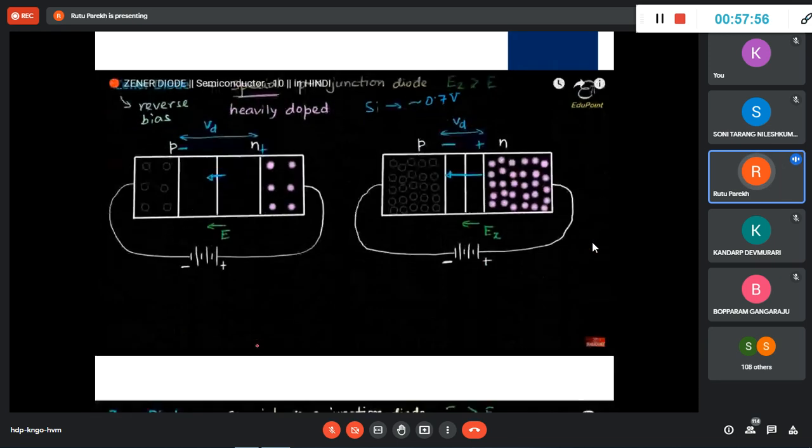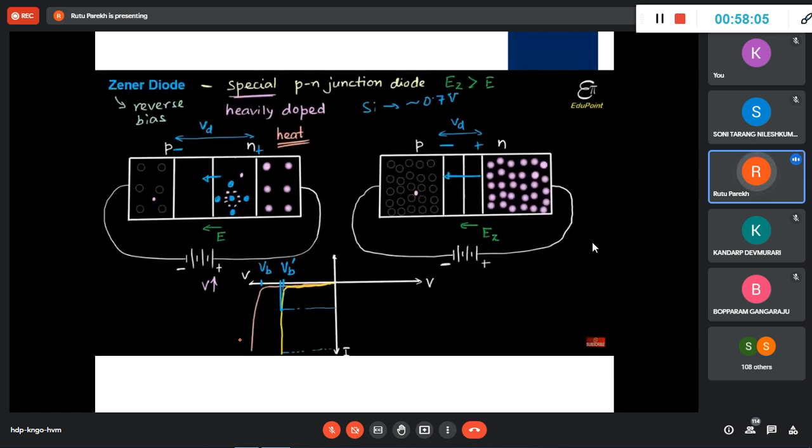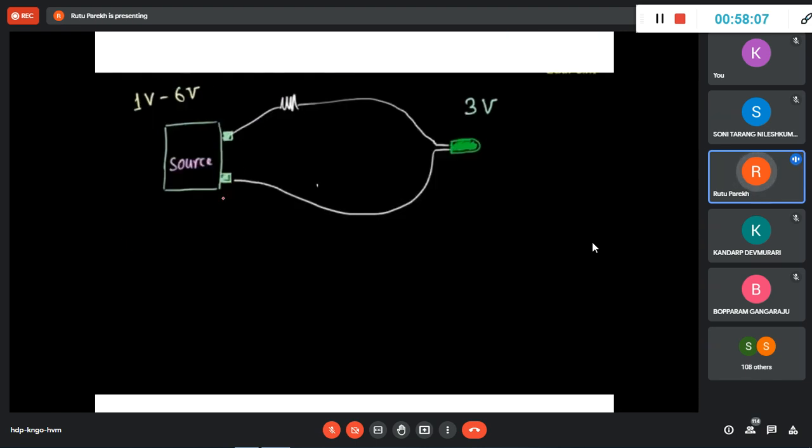So I'll explain the difference, why it is not breaking down, why it doesn't get destroyed. But before I explain that, let me explain the application, what we mean by a voltage regulator first, then I go to the physics.